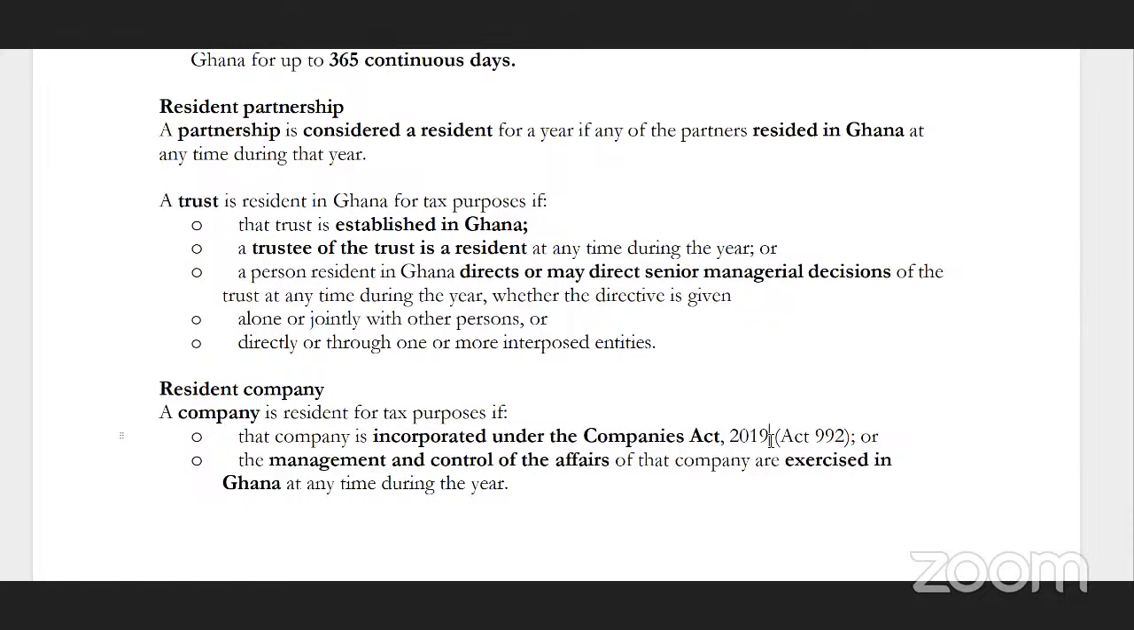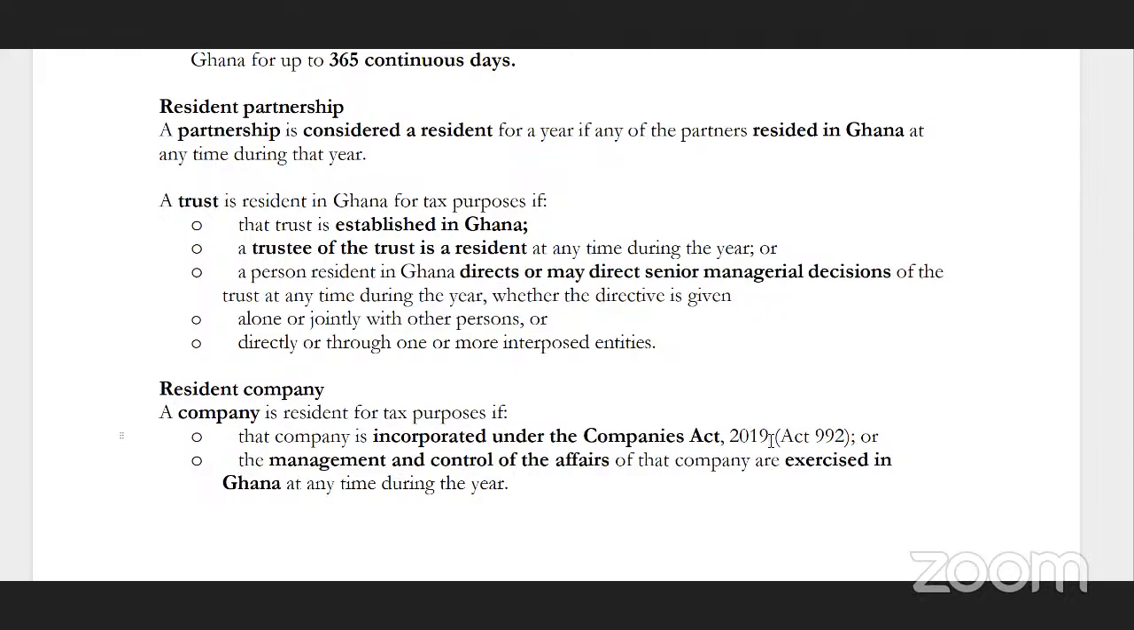All right. So we are almost done with today's session. We have seen resident partnership. Let's look at a trust. Now, when it comes to a trust, it is only resident in Ghana if the trust itself was established under the Ghanaian laws, and then the trustee. A trustee is simply a director of the trust, somebody who holds in trust the properties of someone. Just like companies, the directors hold in trust the properties of the shareholders. A trustee is just the director of the trust.